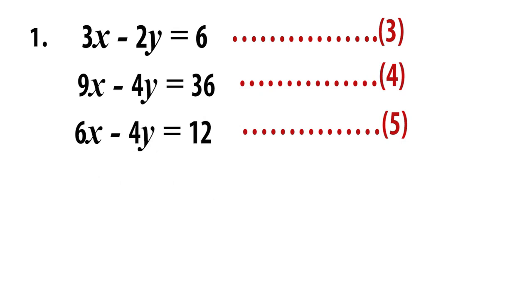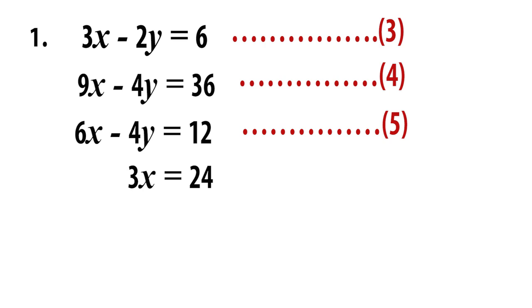So let's put 4 and 5 together. Equation 4 is 9x minus 4y is equal to 36. And equation 5 is 6x minus 4y is equal to 12. Now, what we can do over here is that since the coefficient of y is the same, negative 4 and negative 4, we have to subtract one of the equations from the other. So let's subtract equation 5 from equation 4. And that will give us 3x is equal to 24.